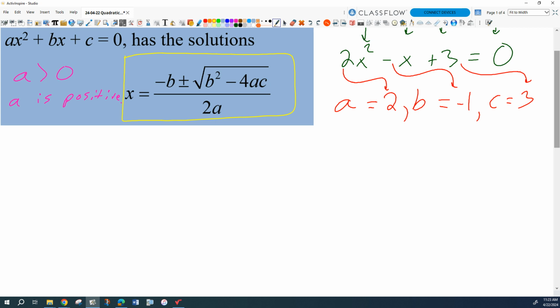Big fraction, in the top of the fraction, we get negative b plus or minus. What does that mean, plus or? How many different solutions am I actually getting from this formula? 2. One for the plus, one for the minus, 2 for the price of 1. I only have to use the formula one time, and I get 2 answers, one with a plus sign, one with a minus sign, right? Plus or minus the square root of b squared minus 4ac, that's what's inside the square root, all divided by 2a, okay?